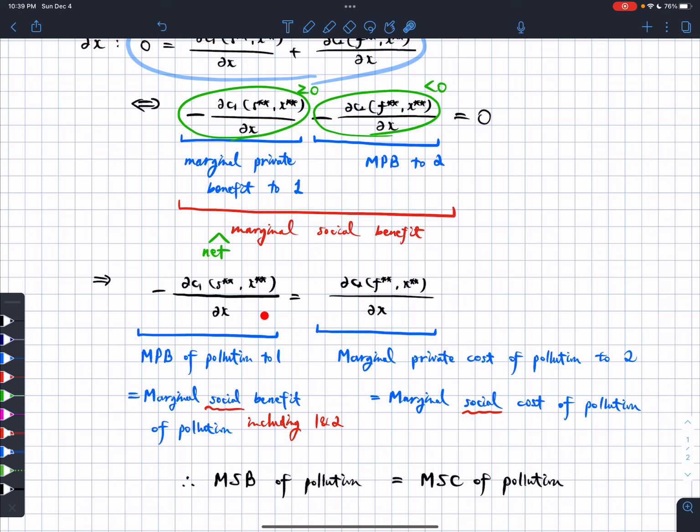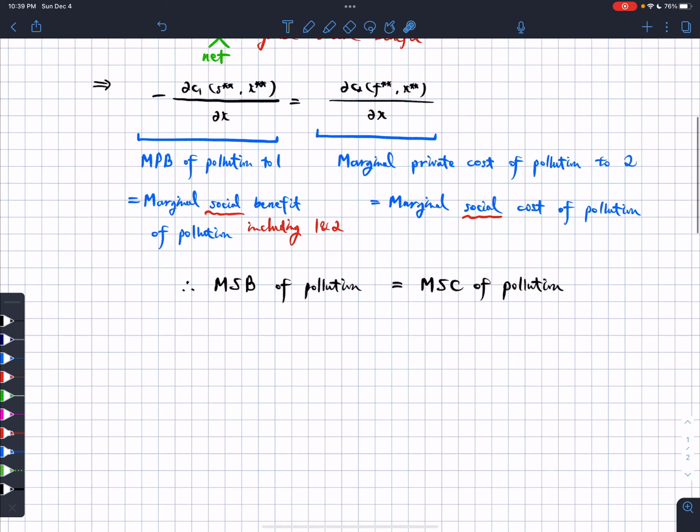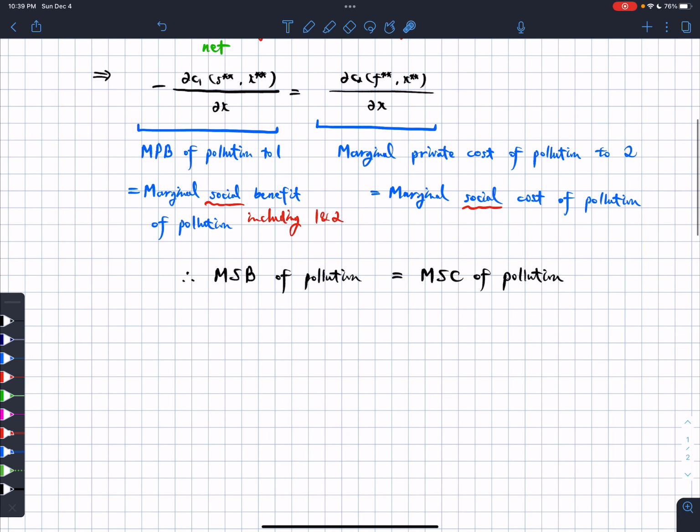On the other hand, when I write these things in this way, I know that this one is non-negative and this one is also positive by our assumption. So we are comparing two positive terms on two sides of the equation, and the first order condition says the two things should be equal.